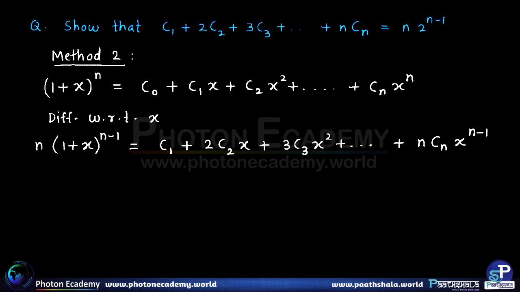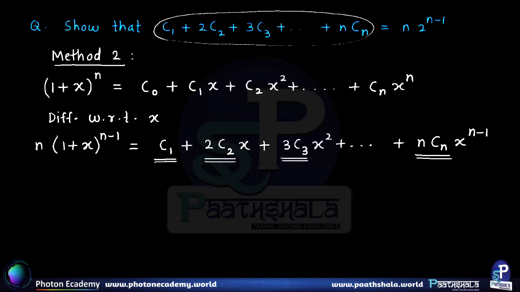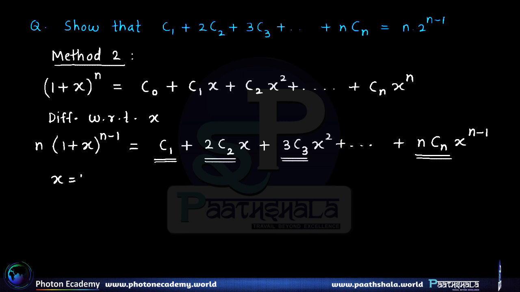Now here if you observe, we have already got the coefficient part as required in the LHS. So you see that our LHS needs exactly the same terms, that is C1 plus 2C2 plus 3C3 and so on up to nCn. So that means we have to somehow just get rid of x. So to do that, what we do is we simply substitute x equal to 1 in both the sides.